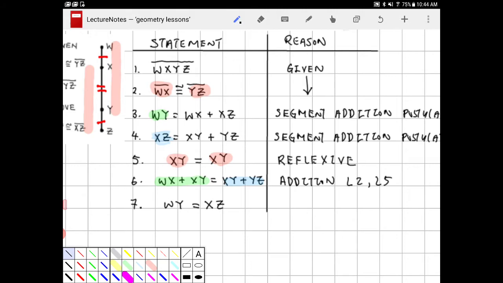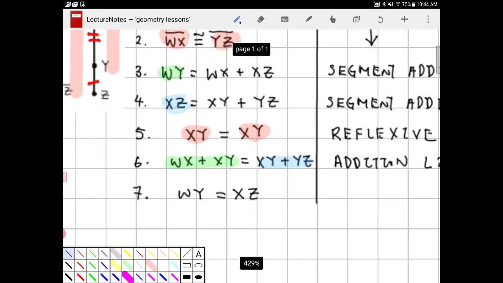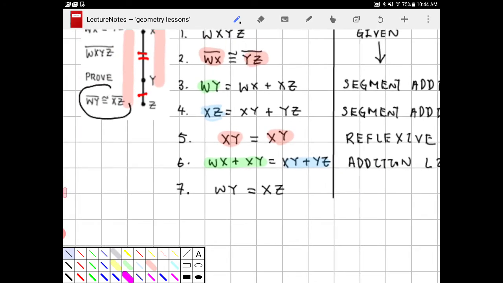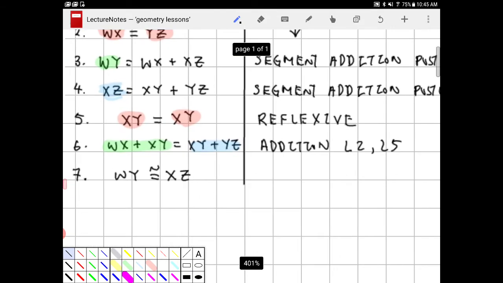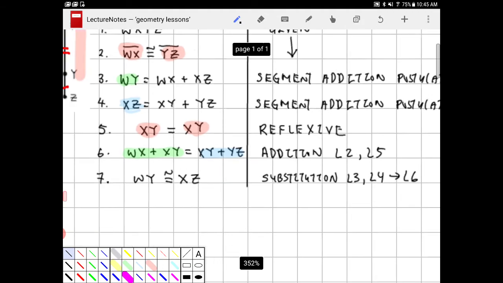And remember, I said that we're going to use the symbol equal and congruent interchangeably. And because our goal was to show that Wy is congruent to xz, I'm just going to say Wy is congruent to xz. And this is because of substitution. Which lines am I substituting to and from? I am substituting information from 3 and 4 into line 6. And there you go.